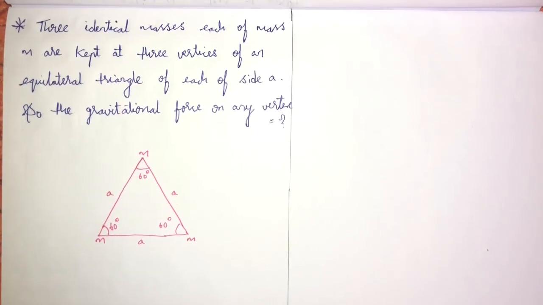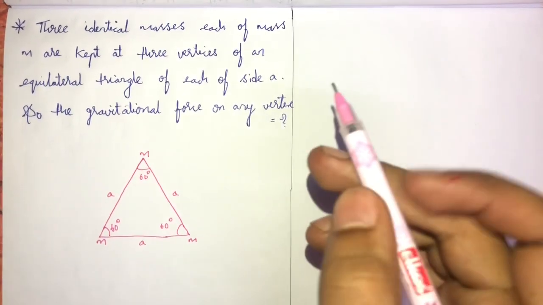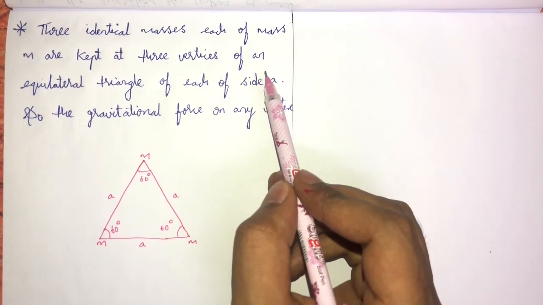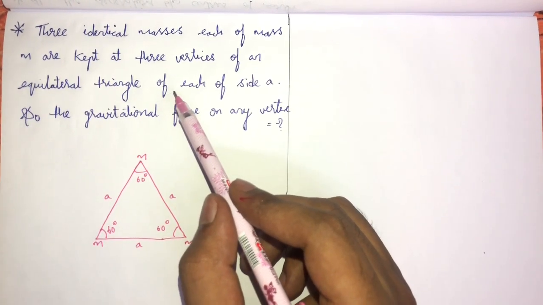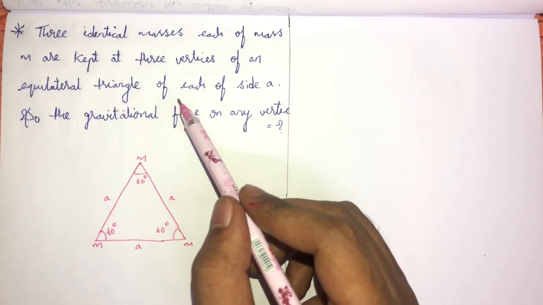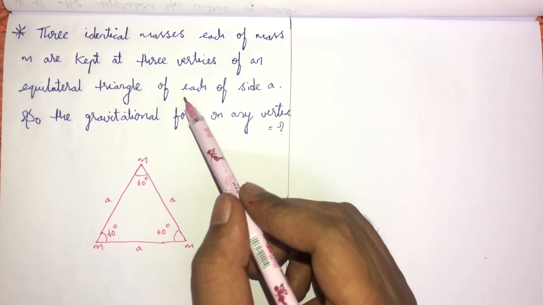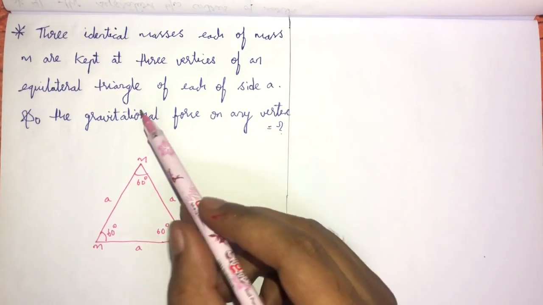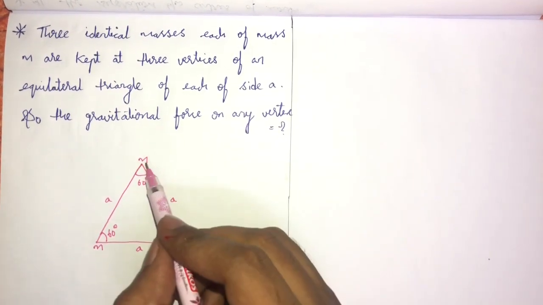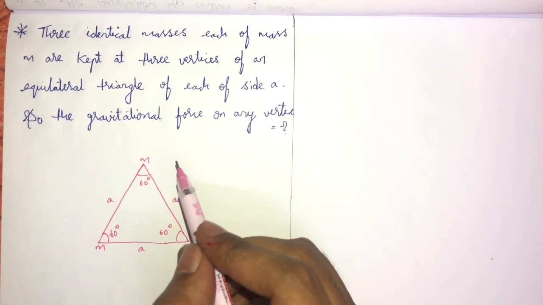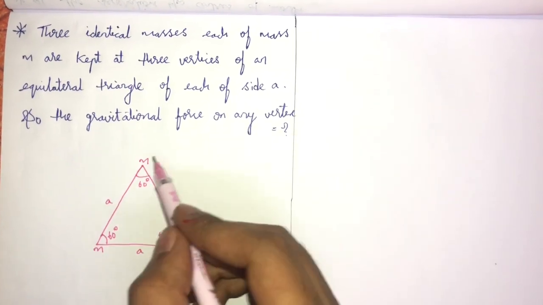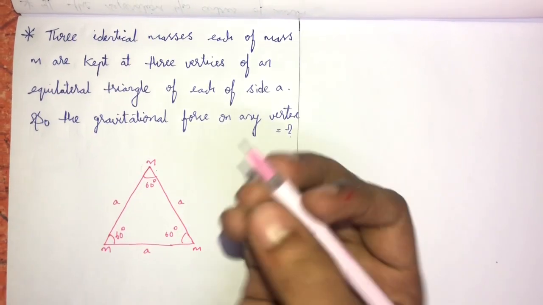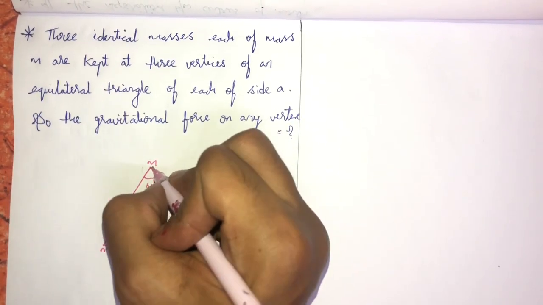Here, now let us see another concept. Here three identical masses, each of mass m, are kept at the three vertices of an equilateral triangle. So equilateral triangle means all the angles will be equal to 60 degrees, of each side a. So all sides also will be equal. So the gravitational force on any vertex. So they asked us the gravitational force on any vertex, nothing but the gravitational force on any mass. So I'll calculate the gravitational force here.